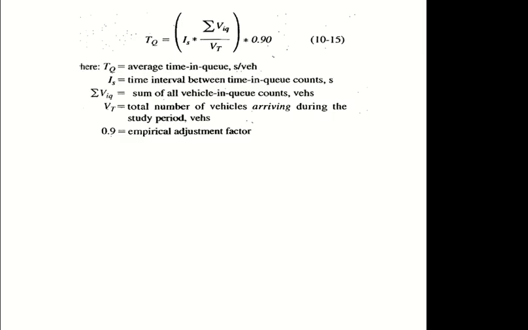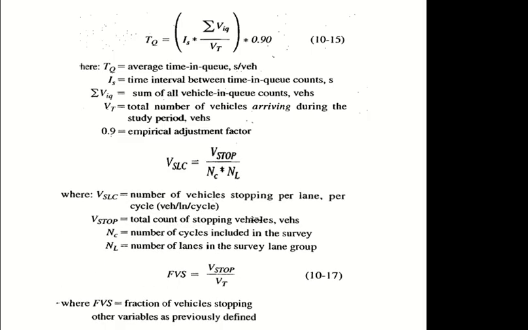That is coming from observer 2. So Is and VIQ are from observer 1 and VT is from observer 2. And then we have 0.9, which is the equation constant. Then the next thing you need to calculate is VSLC, vehicles stopped per lane per cycle. Vehicles stopped is given by observer 2.